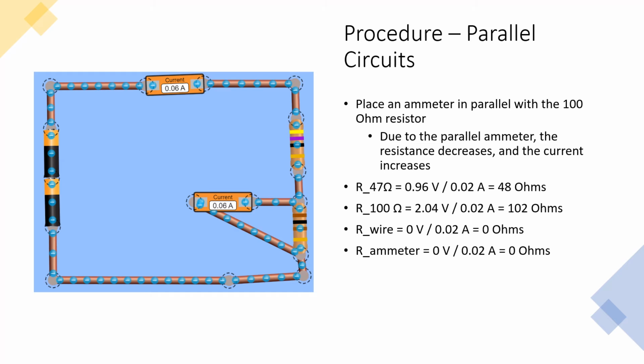So for the calculation, the 47 ohm resistor is around 48 ohms. And for the 100 ohm resistor, it is about 102 ohms. And the resistance of the wire is calculated as 0 ohms. And the resistance of the ammeter is also calculated as 0 ohms.